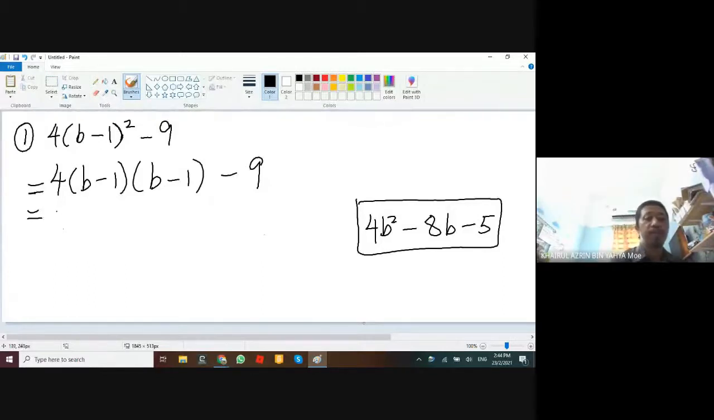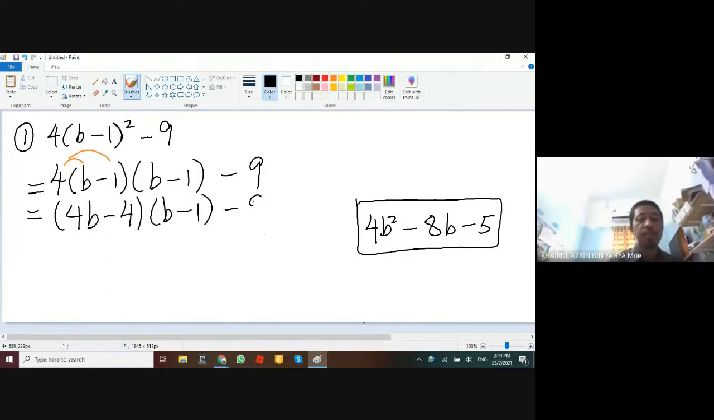However, I want to multiply 4 inside b minus 1. So 4 times b, 4 times 1. So it becomes 4b minus 4. Still got bracket. Second bracket, nothing to do. Here we continue. Now we multiply 4b times b.